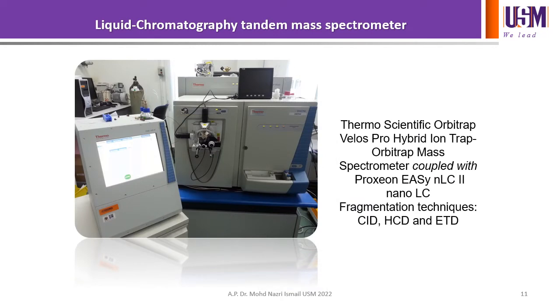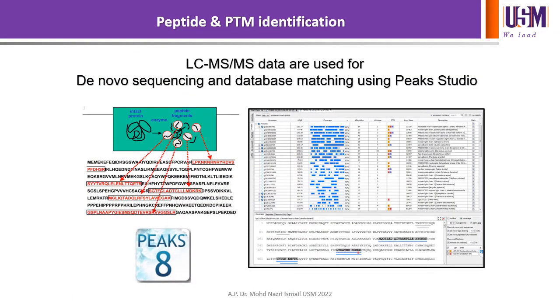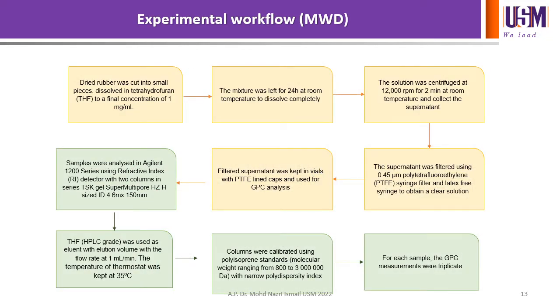And this is the equipment that we've used in our laboratory, the liquid chromatography tandem mass spectrometer, which is the Thermo Scientific Orbitrap Velos Pro hybrid ion trap Orbitrap mass spectrometer coupled with the Nano LC from Proxeon. This instrument contains three different fragmentation techniques, which are CID, HCD, and ETD. Following the analysis, the raw data from the LC-MS are analyzed using PEAKS Studio 8 for de novo sequencing and database matching, including PTM identification. At the same time, we also perform molecular weight and molecular weight distribution analysis. Instead of using fresh latex, we use dried rubber for this analysis. Briefly, the dried rubber is first dissolved in tetrahydrofuran and then goes through further processing before being analyzed using the HPLC Agilent 1200 with a refractive index detector.